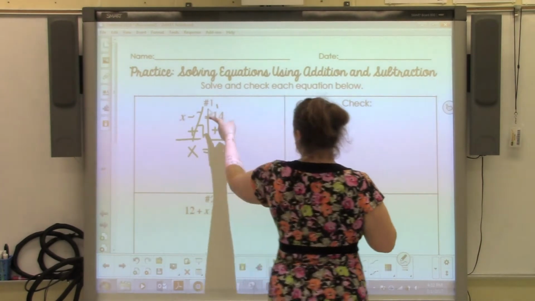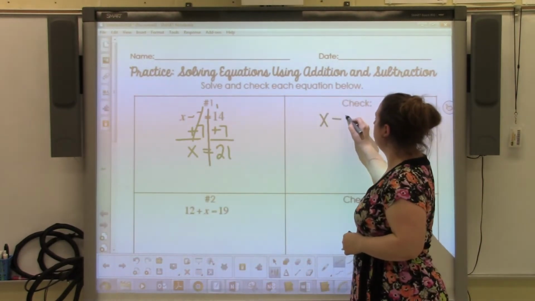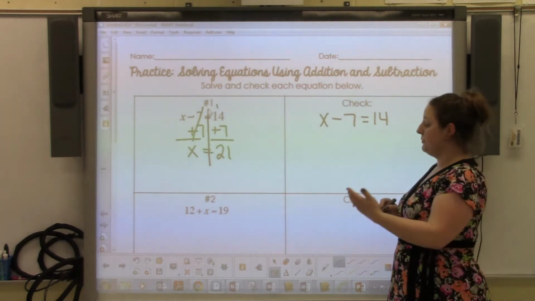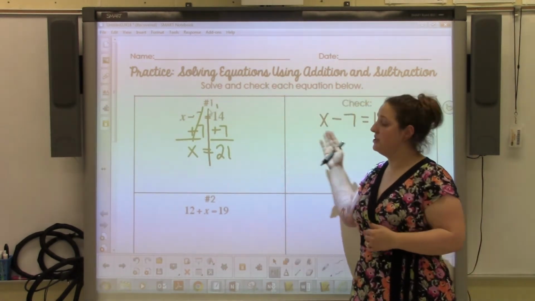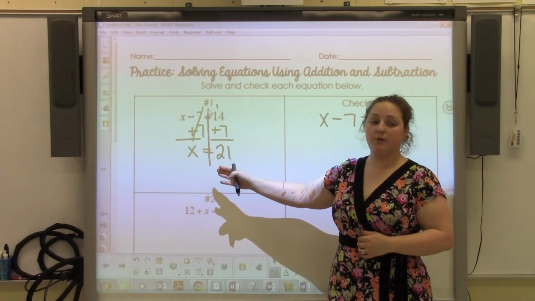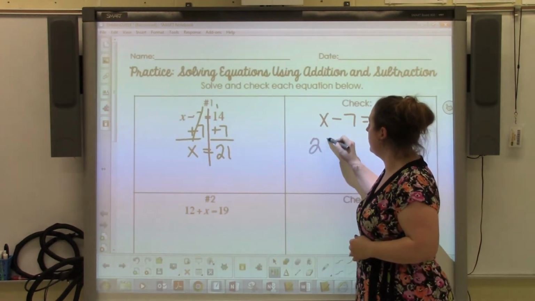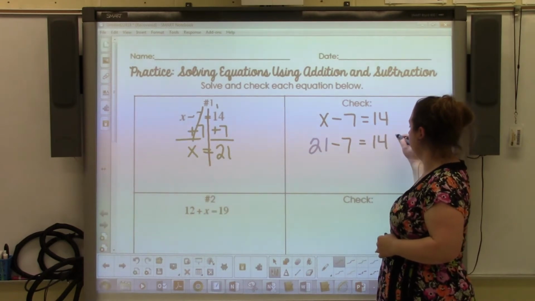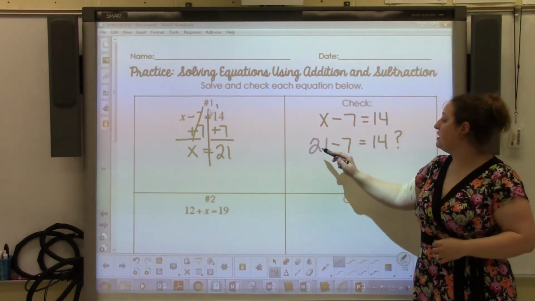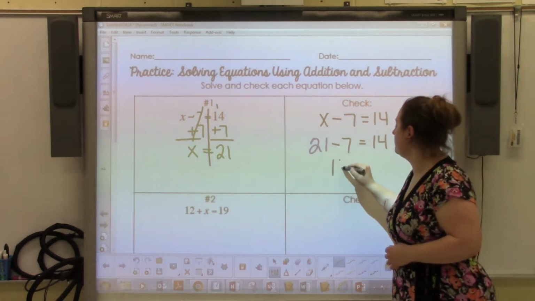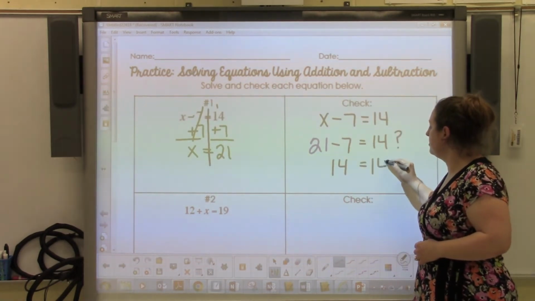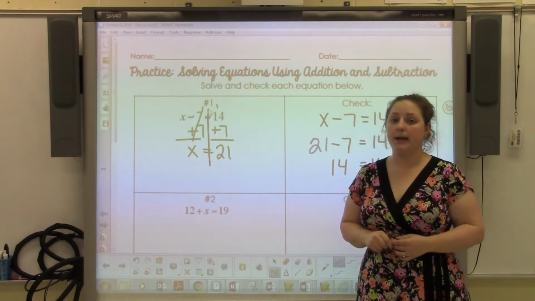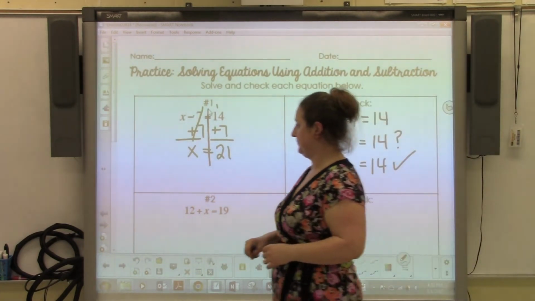So we're going to start with that original equation. x minus 7 is equal to 14. And again, we want to replace x, substitute in the answer we think we have. So 21 minus 7, let's see if that gives us 14. Well, 21 minus 7, sure enough, is 14. So 14 is equal to 14. And we're in good shape, so x equals 21 must be my answer.